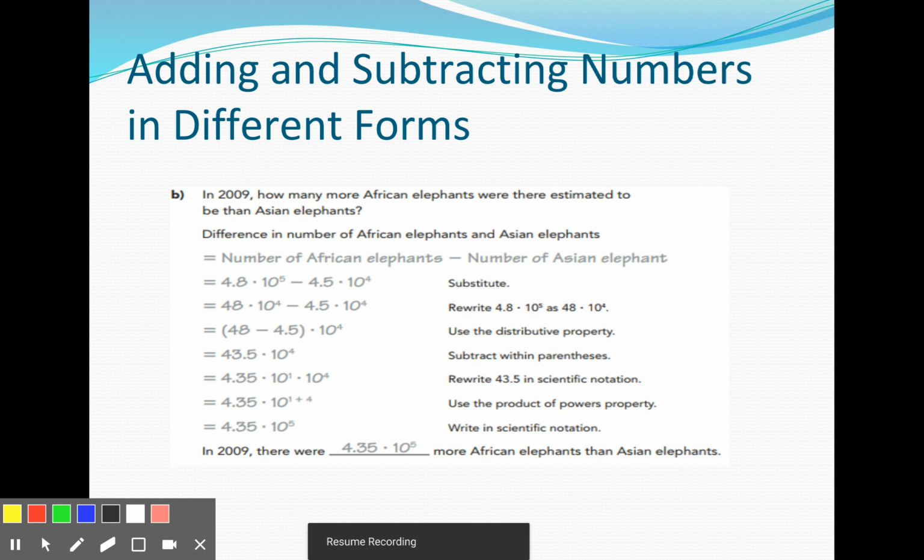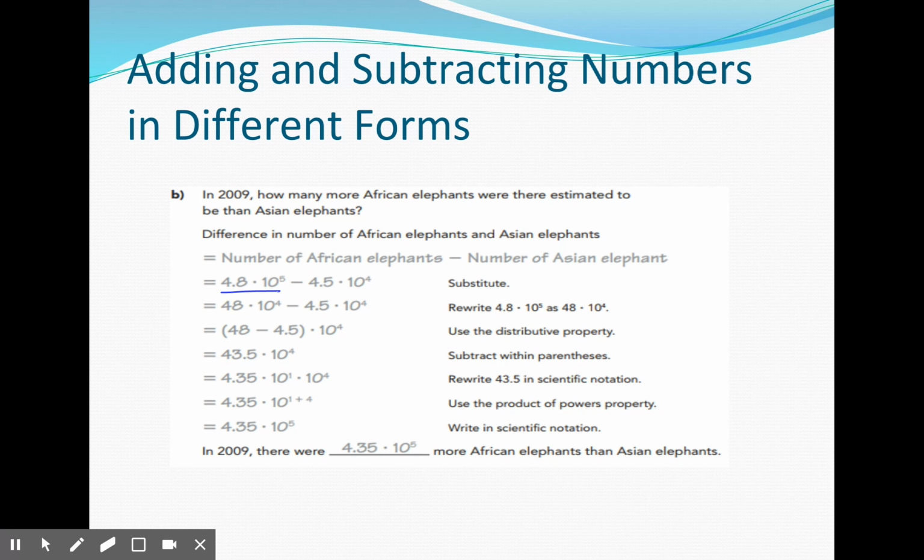The same works for subtraction. We had 4.8 times 10 to the fifth. Again, make it 48 times 10 to the fourth. Then do the subtraction to get 43.5 times 10 to the fourth. Move that decimal over. Don't forget to add in that 10 to the first power for moving the decimal over. And again, you get 4.35 times 10 to the fifth. I know I'm moving fast through these because you've practiced all these adding steps before. The only extra step was turning, again, that 480,000 into 4.8 times 10 to the fifth.